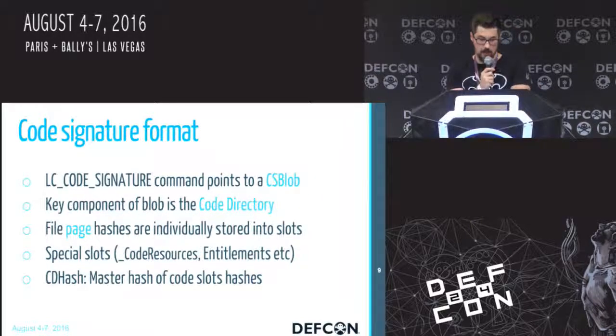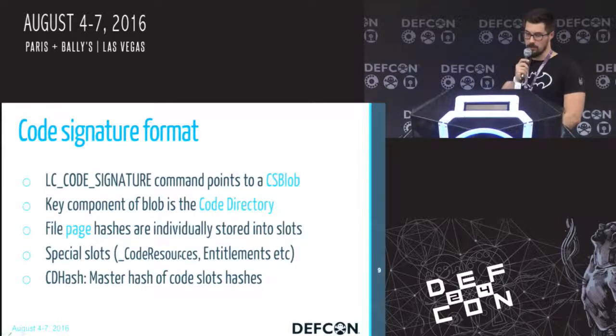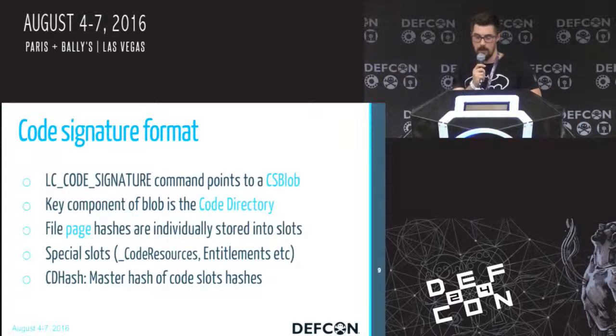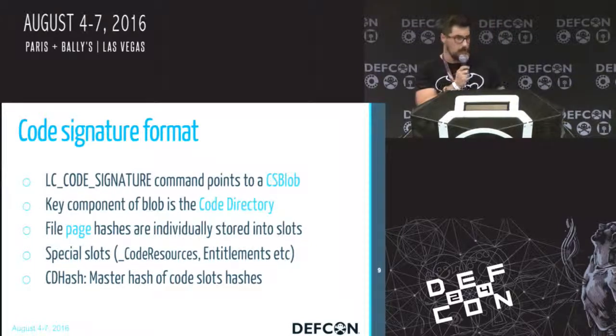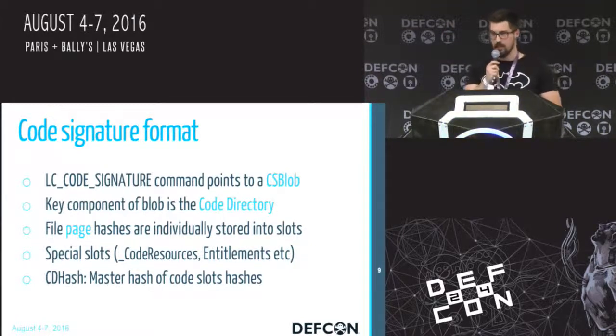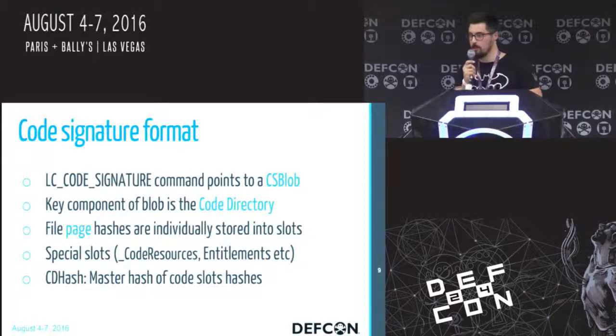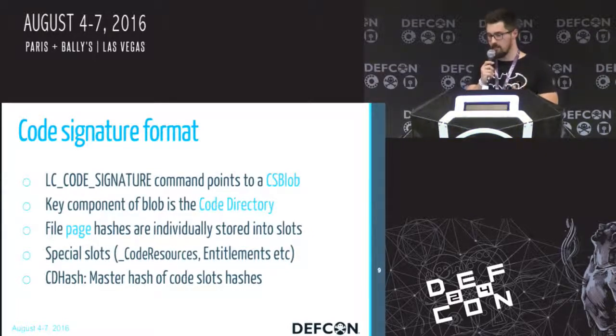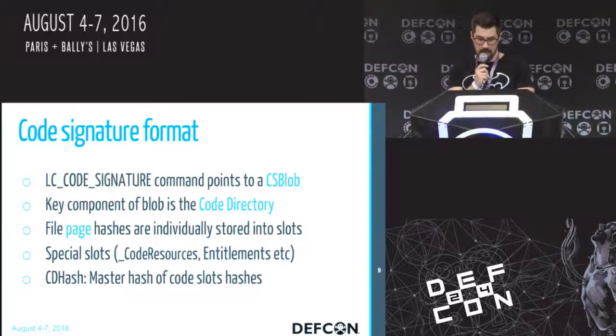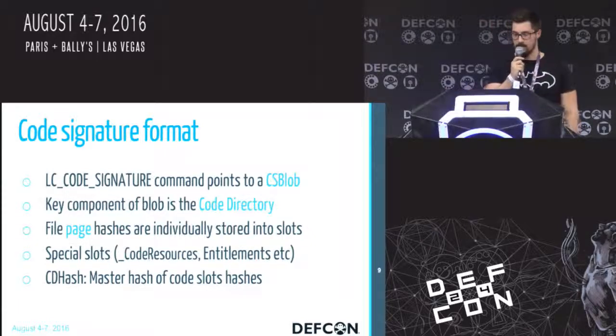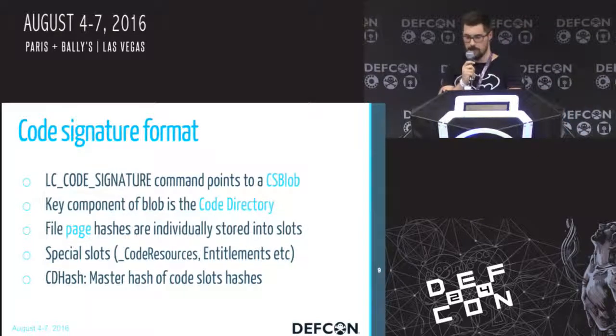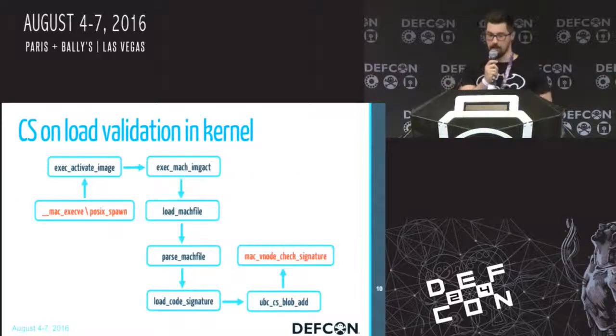A few words about what the code signature format looks like. In the Mach-O file there is a special load command called LC_CODE_SIGNATURE, which points to the code signature blob. The key component of the blob is the code directory, which contains the version, flags, signer information, and so on. Page hashes are individually stored in slots, starting from index 0. There are special data slots for code resources and entitlements, and they have negative indexes. Last is a master hash of all the hashes, called the CD hash, which is usually used to verify ad hoc signatures. Here is a picture of how code sign validation and loading works in the kernel.